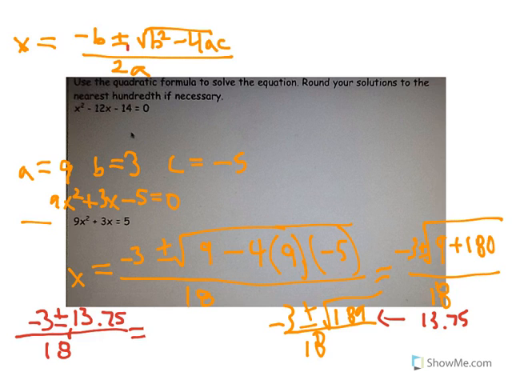And at that point, you can just do the problem yourself, because it's just adding or subtracting that 13.75 and then dividing the total by 18. So that's how you use the quadratic formula. We'll go over this more tomorrow. And thanks. Bye.